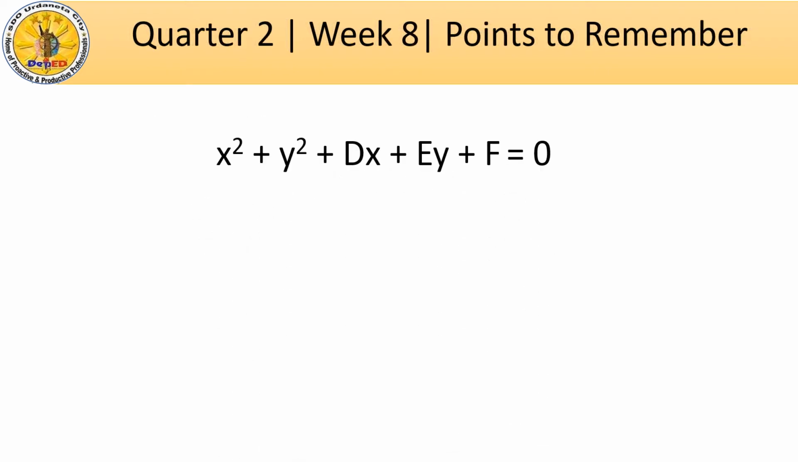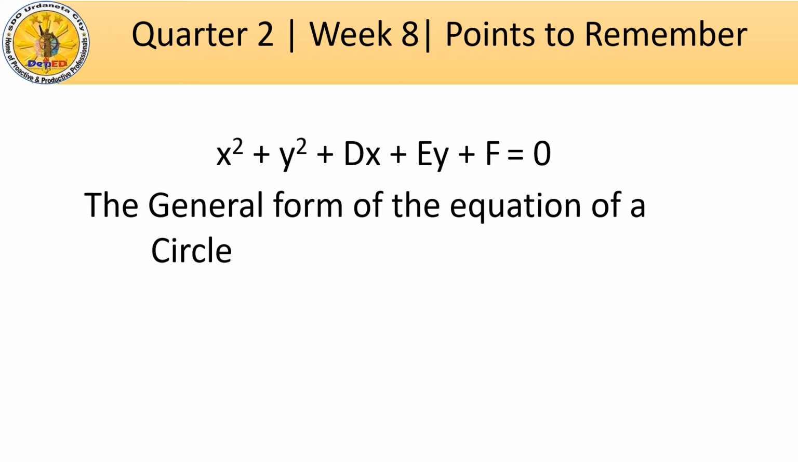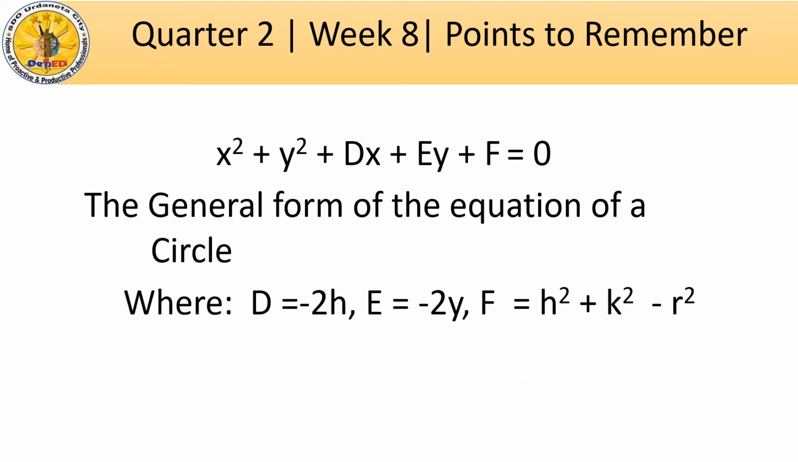We have now the general form, which is x squared plus y squared plus dx plus ey plus f is equal to 0. The general form of the equation of a circle, where d is equal to negative 2h, e is equal to negative 2k, f is h squared plus k squared minus r squared.